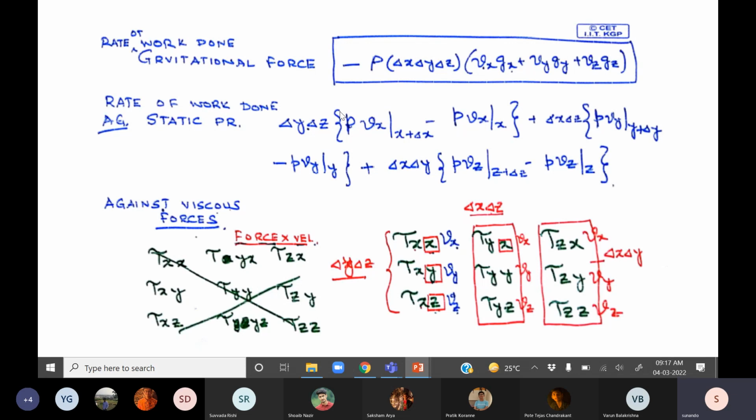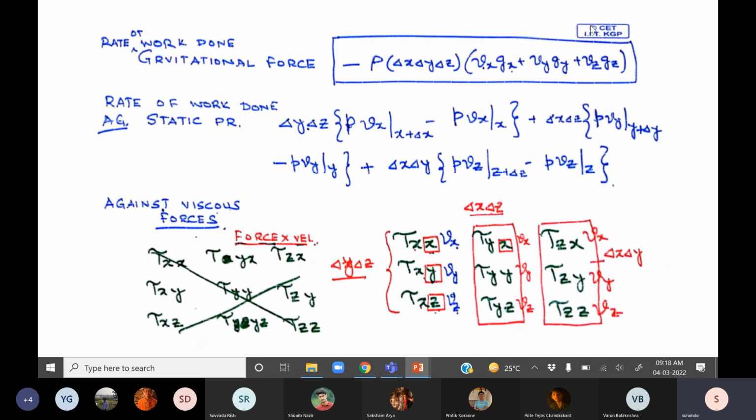Okay. Then we have the pressure. What is the work done against static pressure? So P being the pressure at x multiplied by the velocity component in the x direction multiplied by del y del z tells me what is the pressure force acting on the x face and on the x plus del x face, and similarly for the y face and for the z face. So the sum of these three gives us the rate of work done against static pressure.